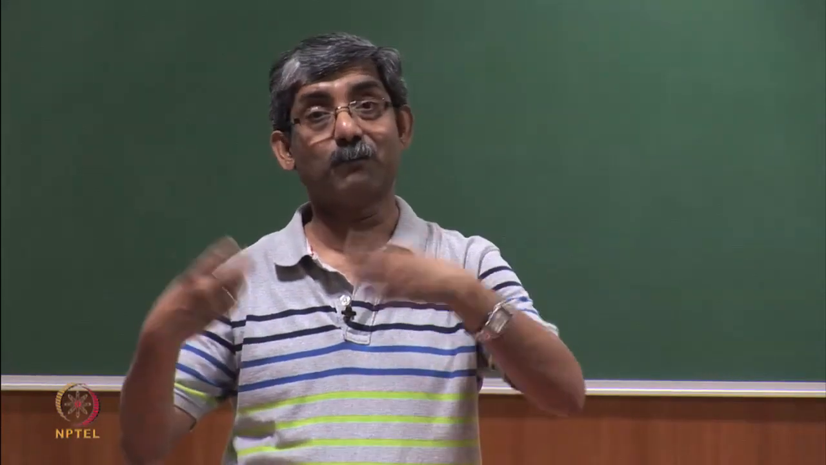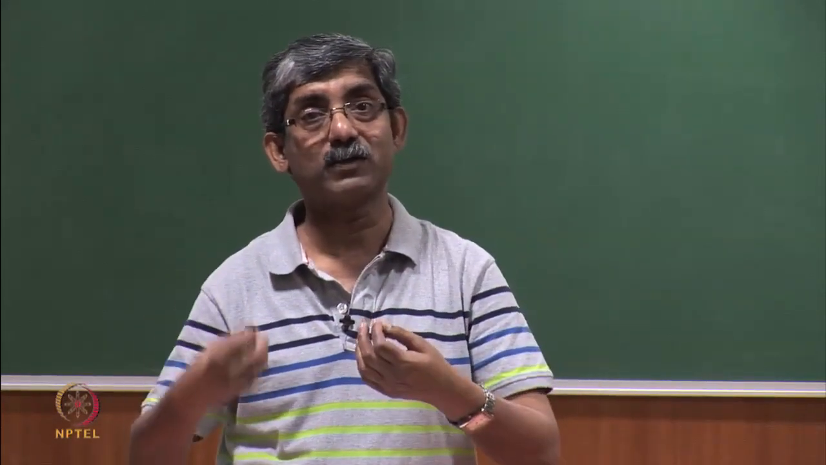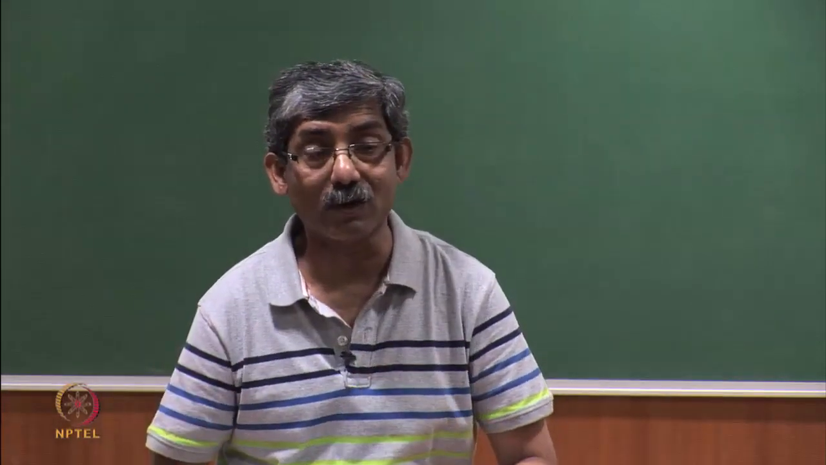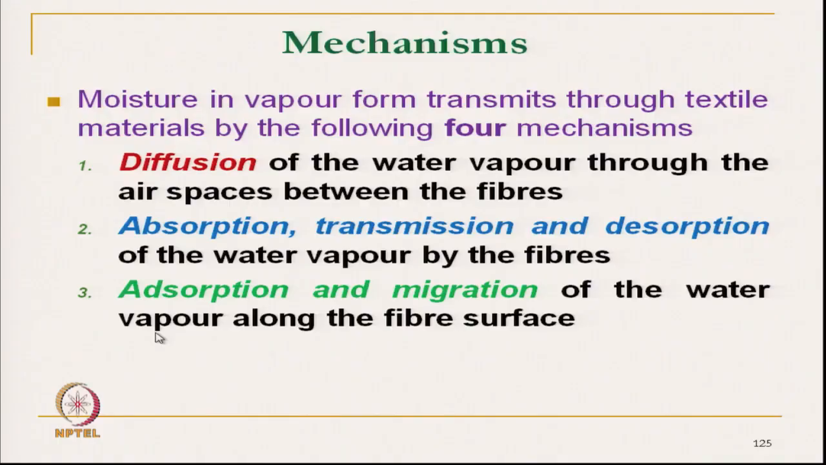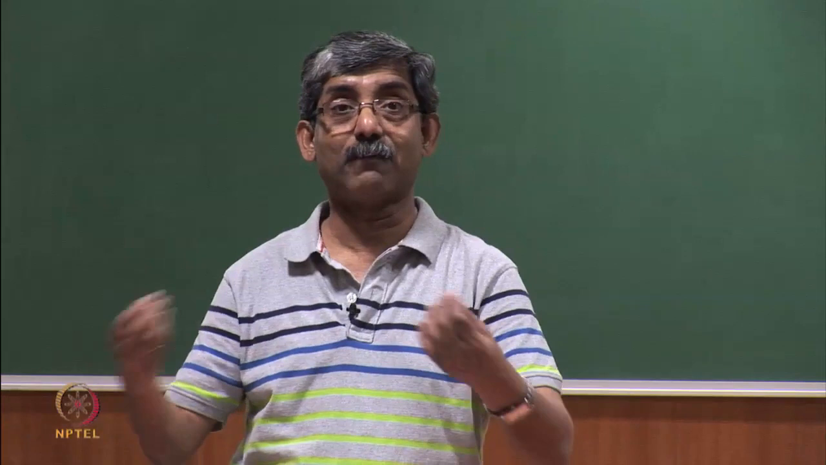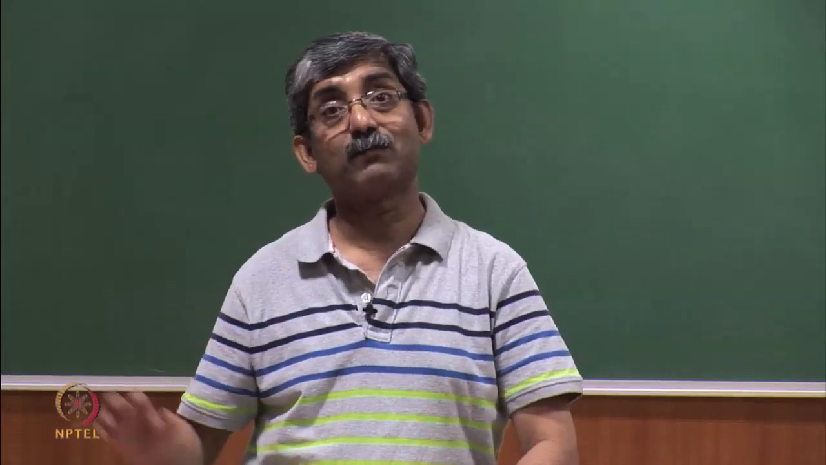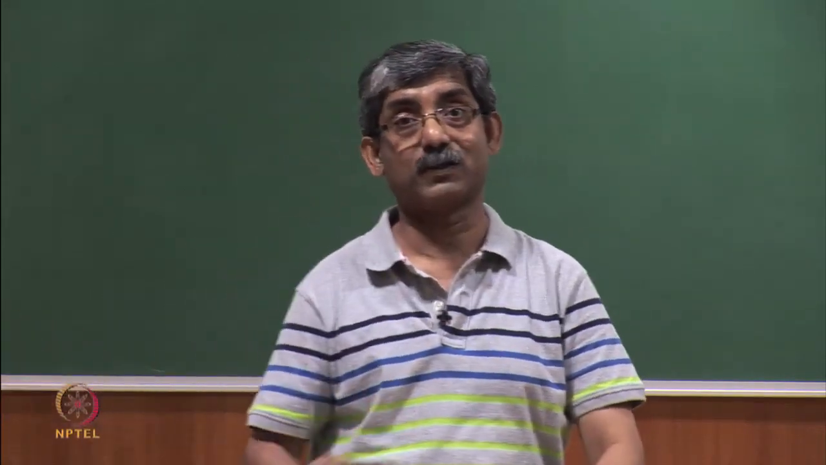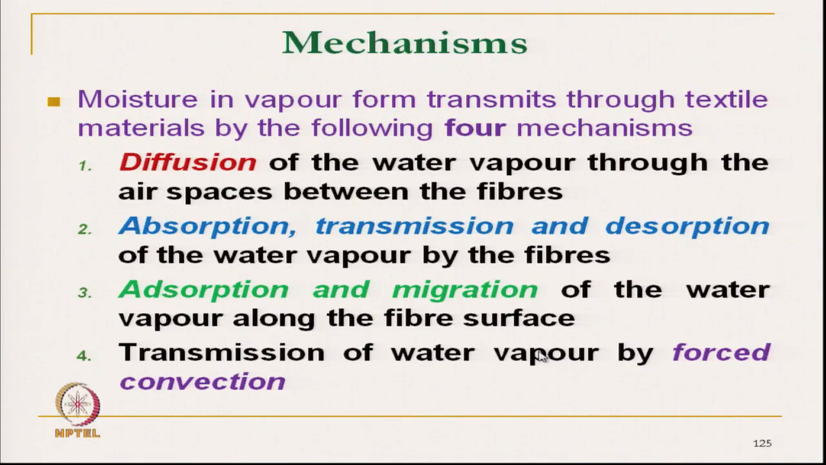At high temperature, moisture droplet formation does not occur, so that adsorption does not take place. After the moisture gets adsorbed at the surface, the moisture is transmitted along the surface. And the last one is forced convection.